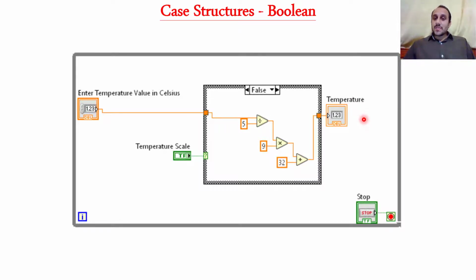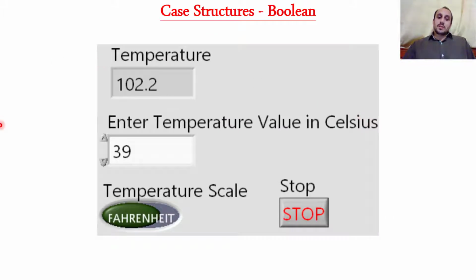Okay, so now we will look at the front panel. So this is the front panel. This is the input which the user has to provide. This is the temperature value in Celsius. Then the user has to select either the Fahrenheit scale or the Celsius scale. At this point of time, the Fahrenheit scale is selected. If we press this button, it will be converted into the Celsius scale. Since the Fahrenheit scale is selected, this temperature is displayed in the Fahrenheit scale.